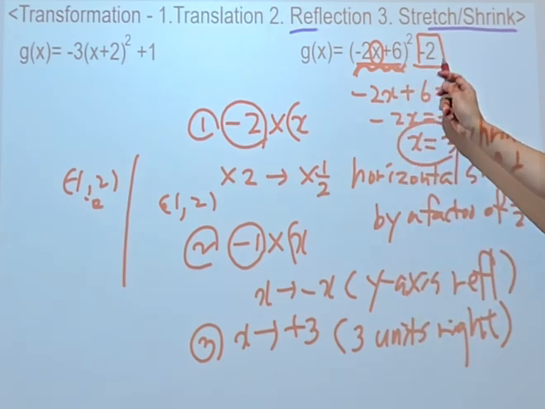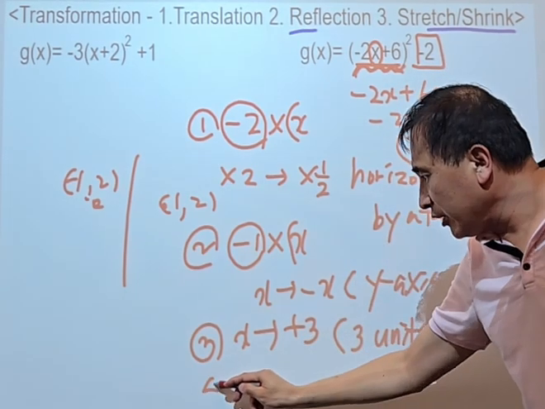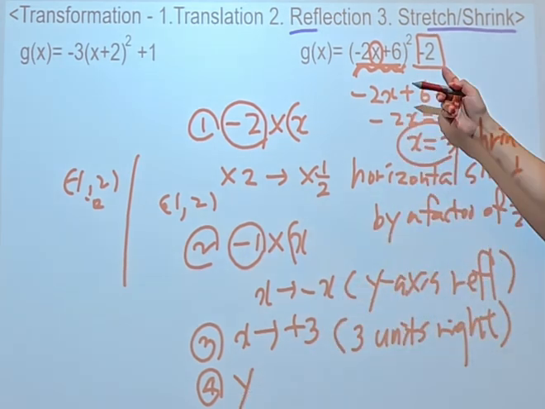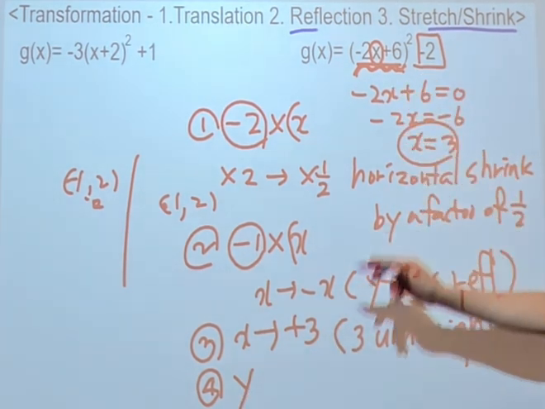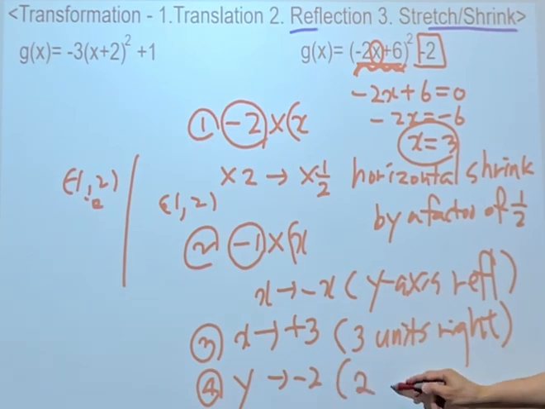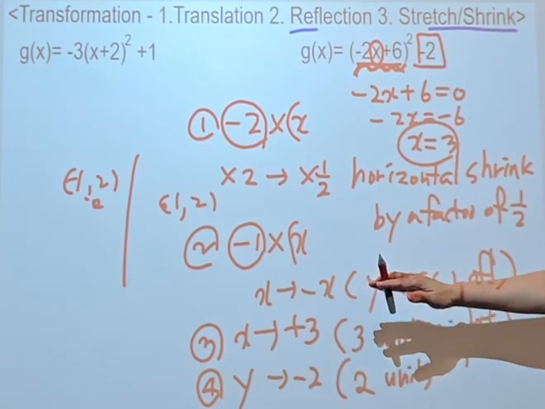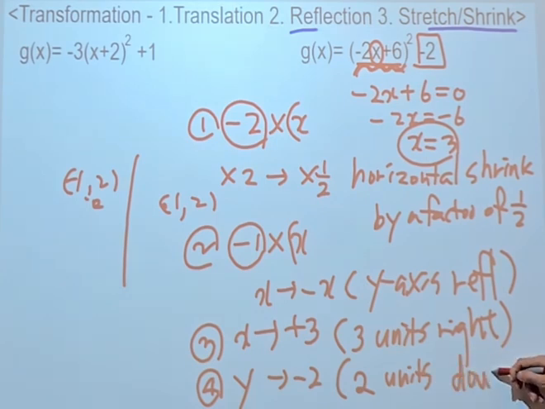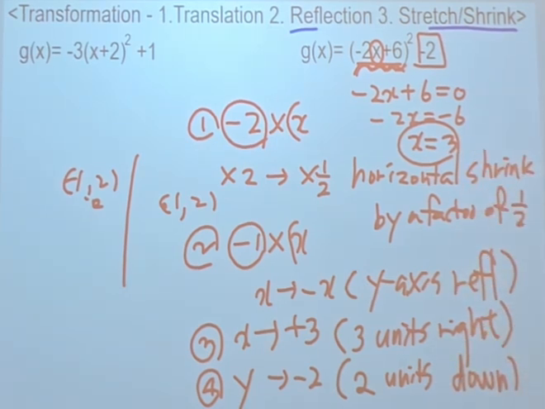But outside is negative 2 there. Outside is y, and you take it as it is, minus 2. What does minus 2 mean? 2 units. Y minus 2 means down. So this one also has 4 transformations.